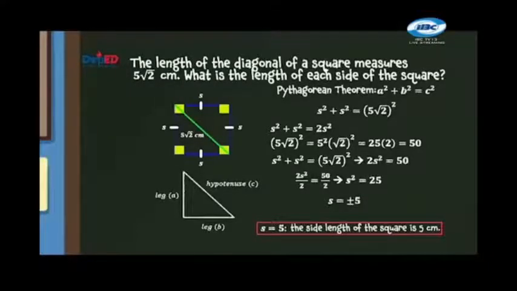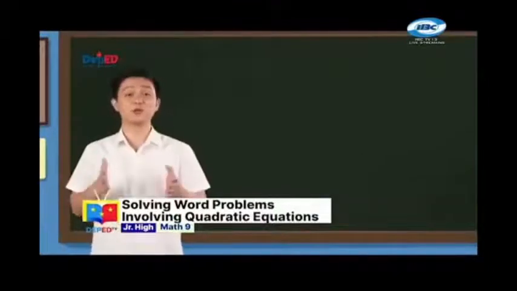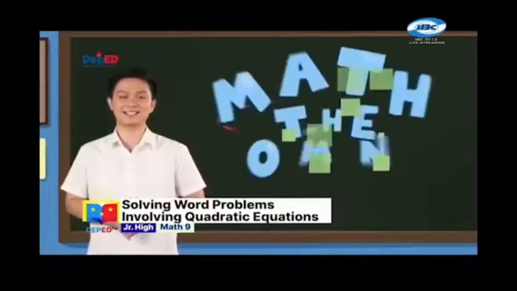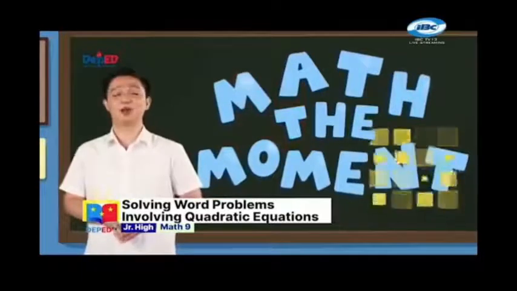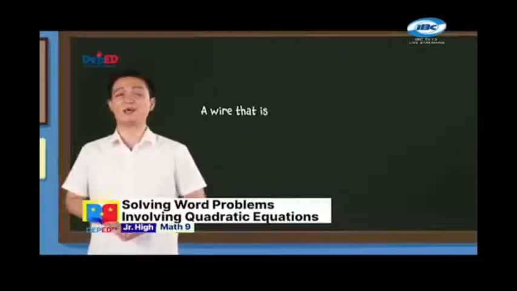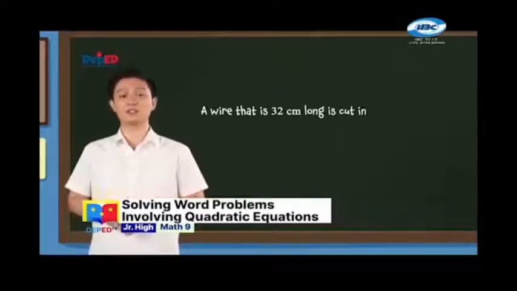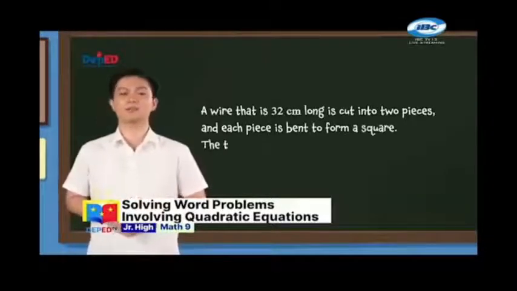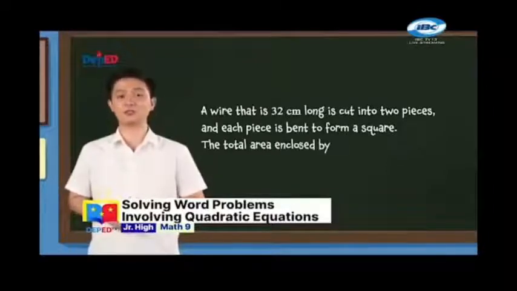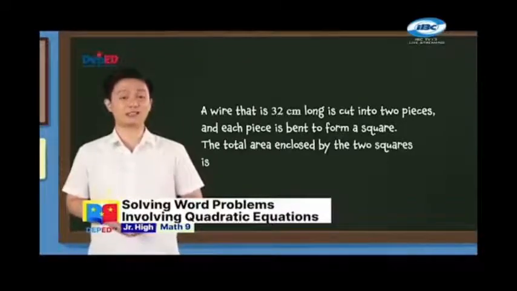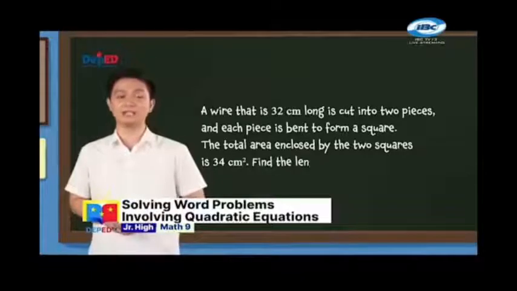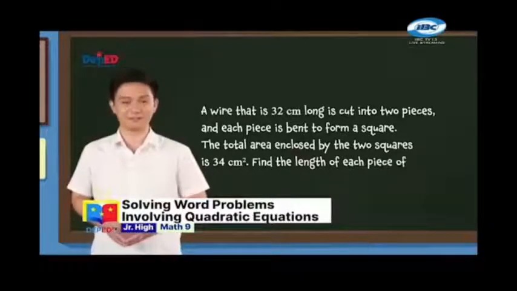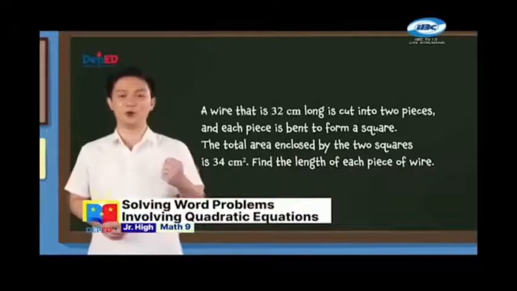Problem solved. Kagamath, ready your pen and paper. It's Math the Moment. Problem number 1. A wire that is 32 centimeters long is cut into 2 pieces, and each piece is bent to form a square. The total area enclosed by the 2 squares is 34 square centimeters. Find the length of each piece of wire. For 45 seconds, go!